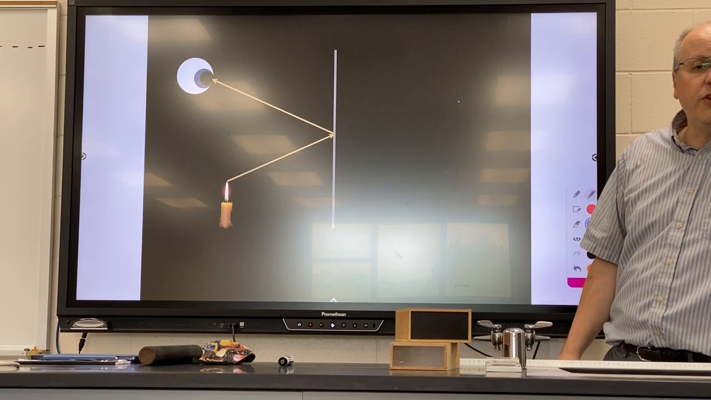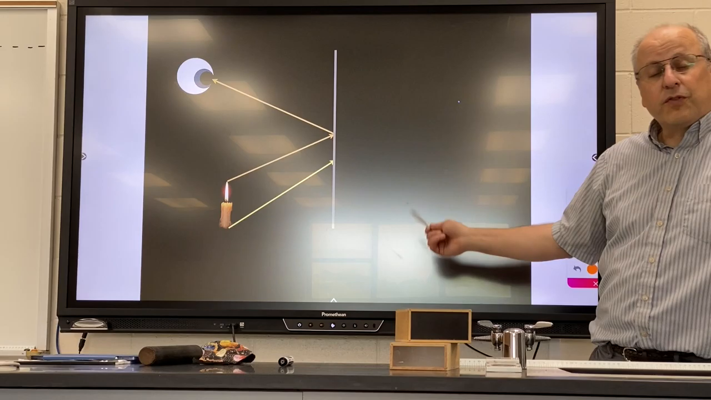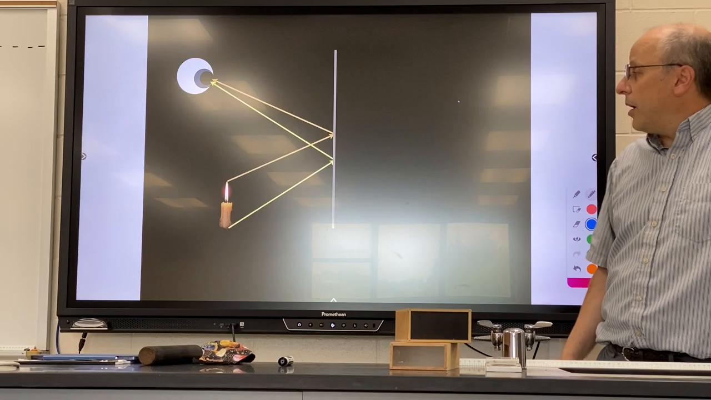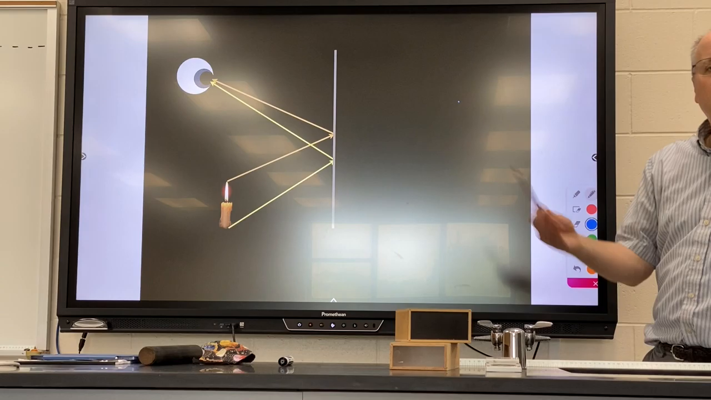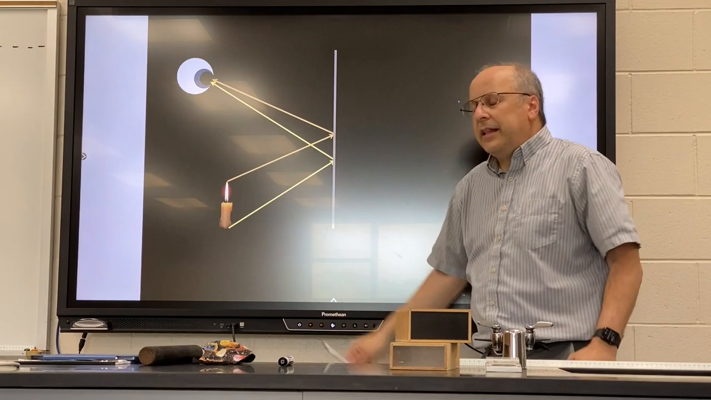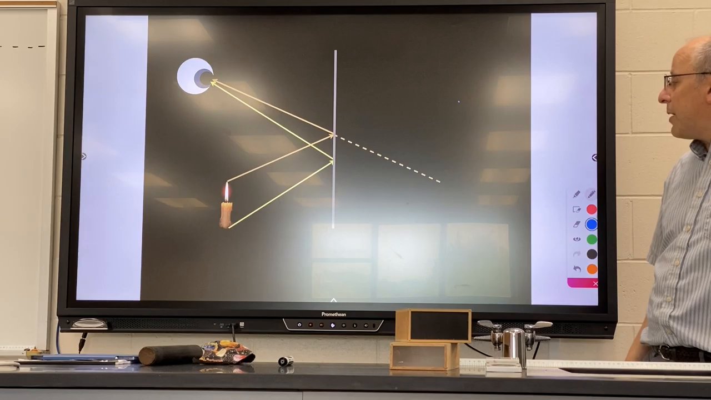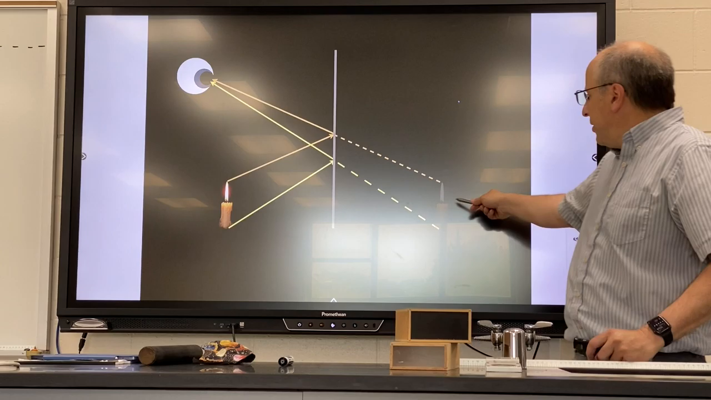Another one will come off the bottom of the candle, strike the mirror, and bounce into your eye. Again, only those two directions are going to work. Any other direction, the light's going to hit the mirror and bounce away from your eye or nowhere near your eye. Once you have done this and you see these two rays entering your eye, realize that your eye is going to trace those rays of light backward in a continuous straight line, and your eye is going to perceive a candle at a certain distance behind the piece of glass.